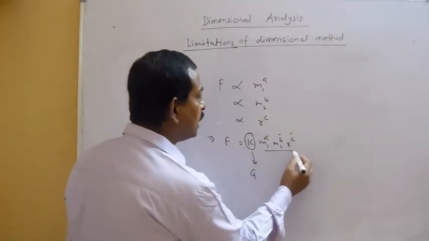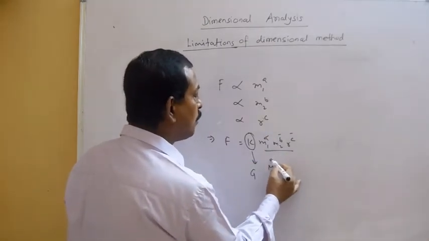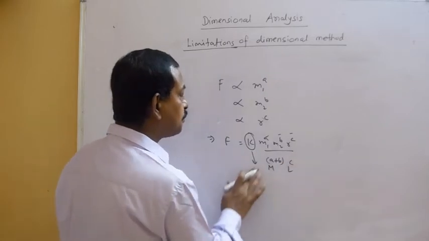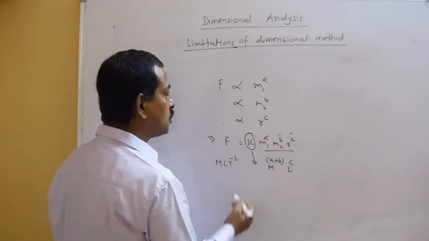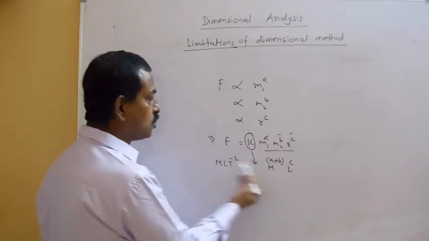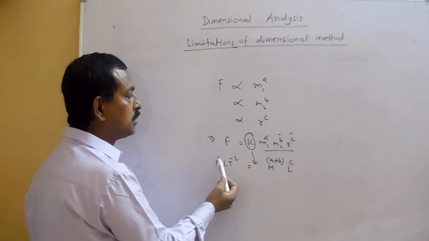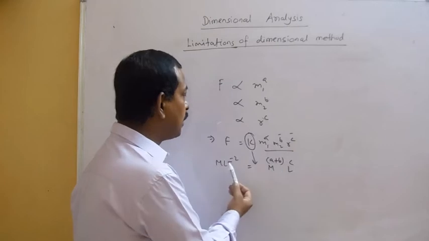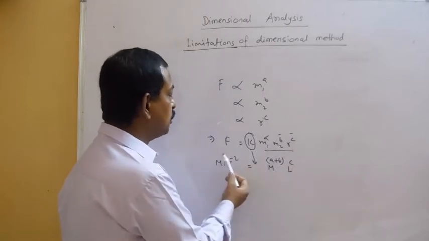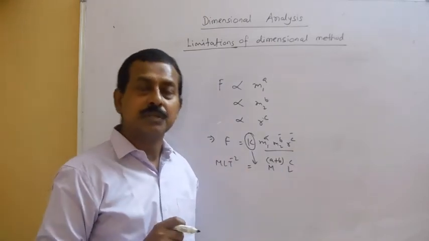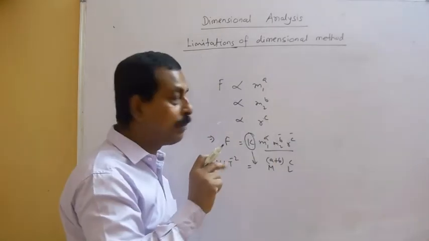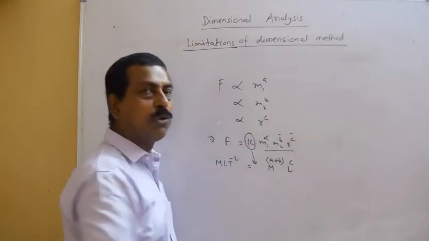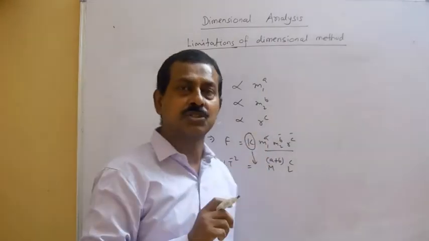As you can see, here what will you get? It will be M power A plus B. And this side it will be R, that is L power C. And this side it is MLT minus 2. So if you use this relation, then what you will get? A plus B is equal to 1, which is not the correct one. Similarly, the L power you are getting as C, which is 1. But we find that it should be minus 2. So obviously we cannot use it, just because the constant involved is a dimensional constant.